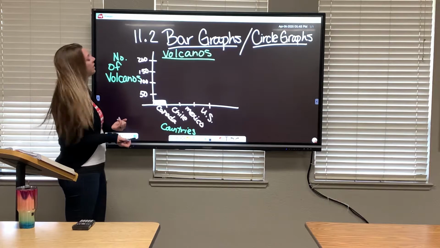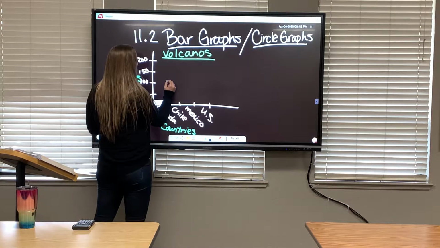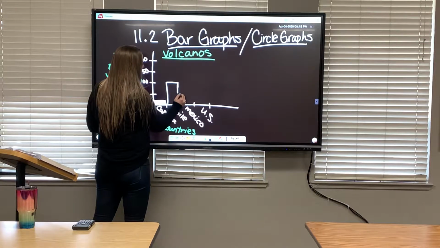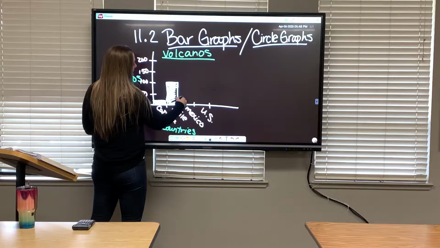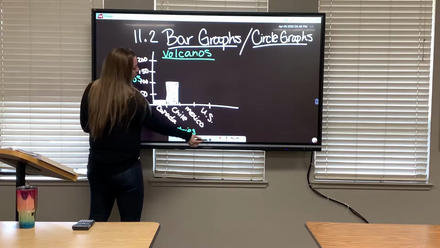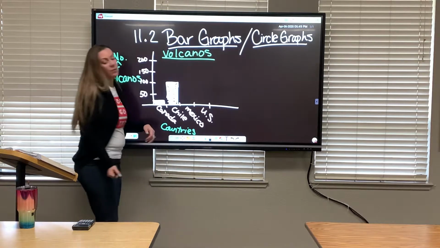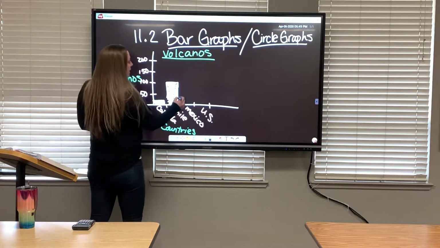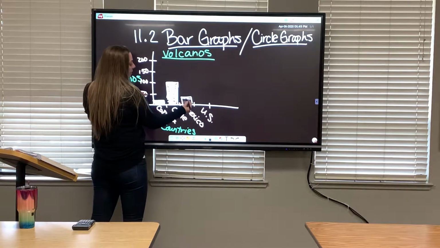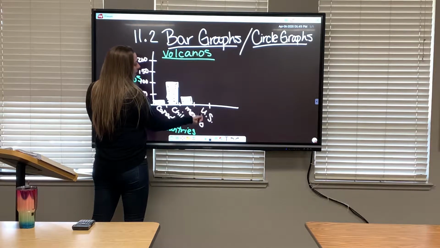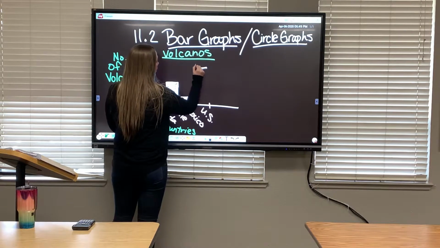The next one is Chile. Chile has 116. I don't want my bars to touch, so I'm just going to put my bar in that section for Chile, but I'll erase that just a little bit. For Mexico, there are 45, so that's going to be right under 50. So again, I'm going to make a bar that will go up almost to 50. And then the US has 171, so that is quite a bit. That's going to be our largest bar.